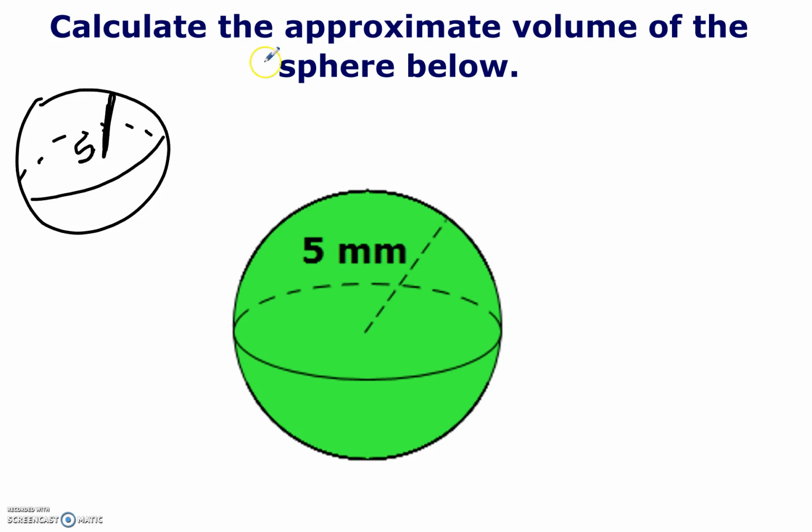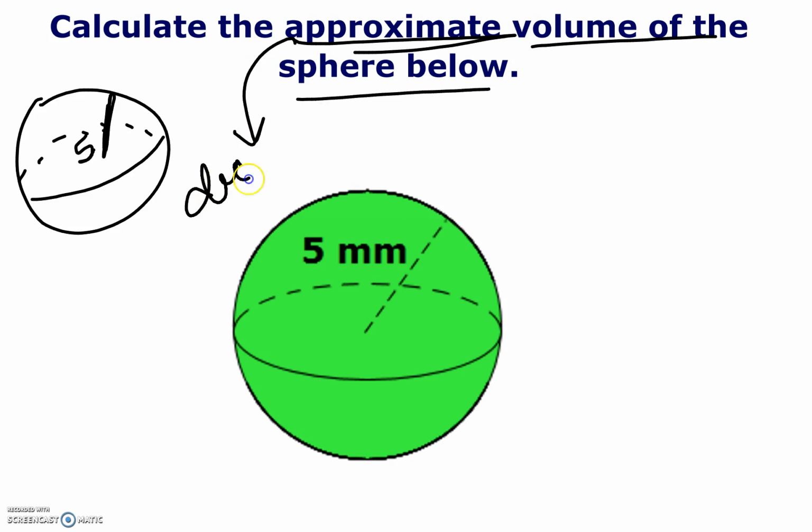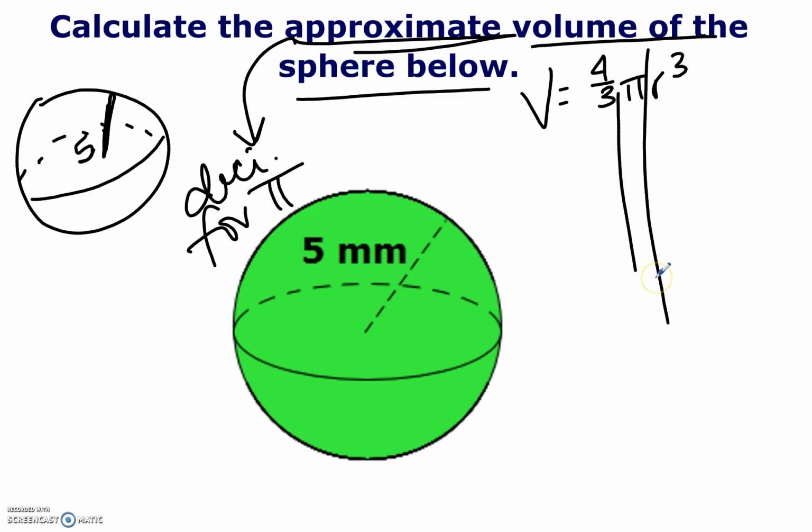All right, so it says calculate the approximate volume of the sphere below. Approximate means decimal for pi. Don't leave pi in. So start with your formula. Volume equals 4 divided by 3 pi r cubed. Draw your lines, and mine are not very straight.